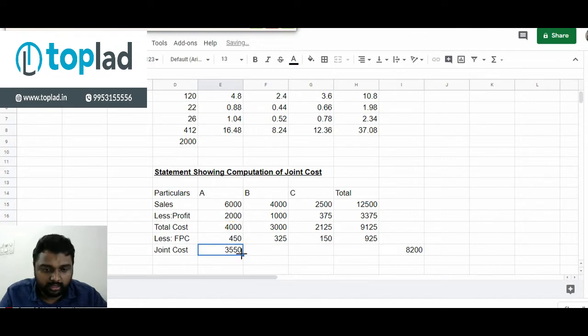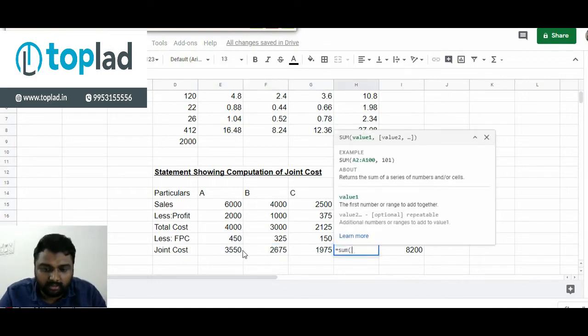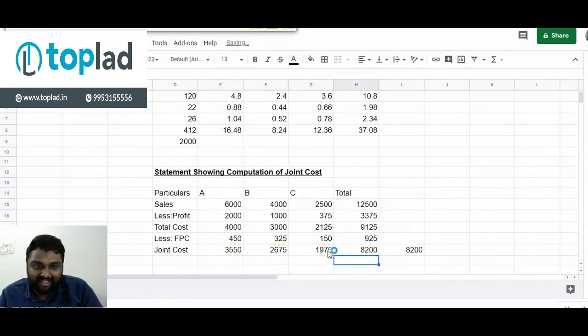See, first two products 3550. Here we get all the three products' joint cost. Let's see whether it is correct or not. You can take all the three products' total. This whole three products total must be 8,200. Is it correct? Yes. That means your answer is correct. This is how you have to find out the total cost.